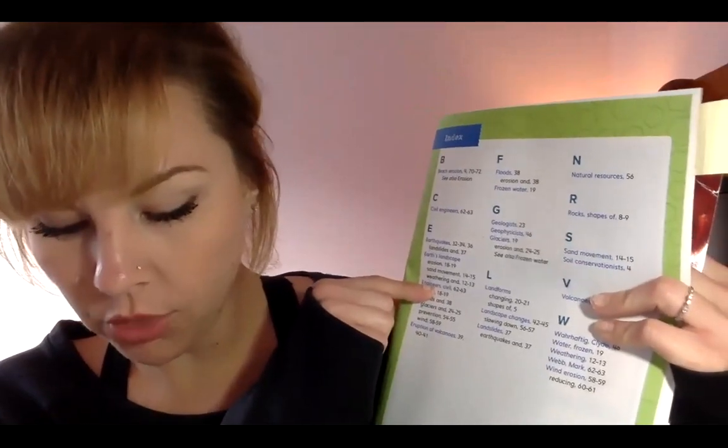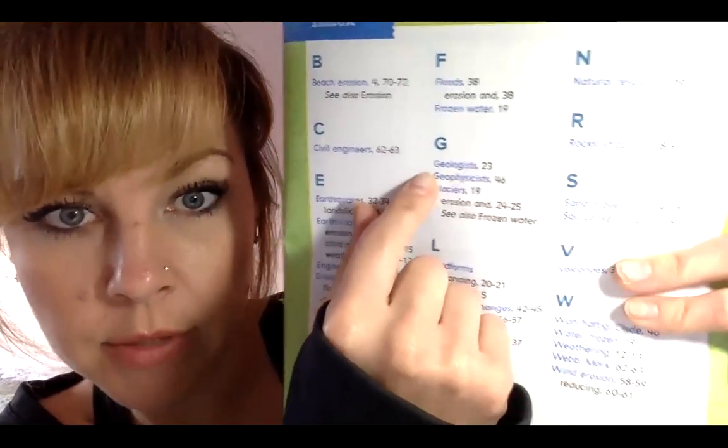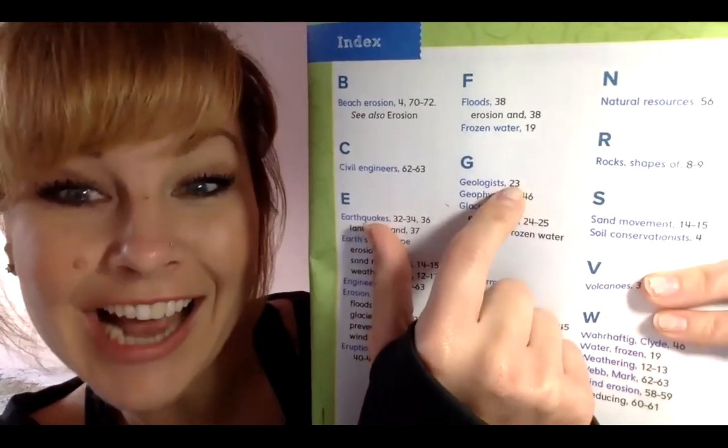So for number 3, it's asking what a geologist does. Geologist starts with a G, so I would go down and look. Geologist is actually the first thing, and it shows the number 23. That's telling me that all I have to do is go to page 23 in my workbook. So I'm going to do that right now.